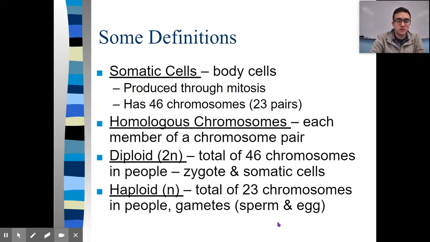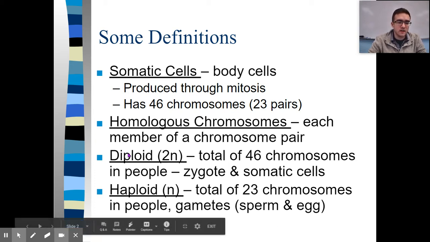So before we get going too far, just some things to keep in mind as we talk about these cells. We talk about somatic cells, we talk about gene editing, we talk about somatic and germline cells. This matters here. So somatic cells, they're body cells, right? They're produced through a process called mitosis, and they have 46 chromosomes or 23 pairs. So that's 23 pairs of chromosomes for a total of 46 chromosomes. Then there's a thing called homologous chromosomes, which is each member of a chromosome pair. So in each pair, we have homologous chromosomes.